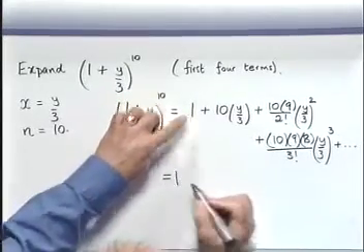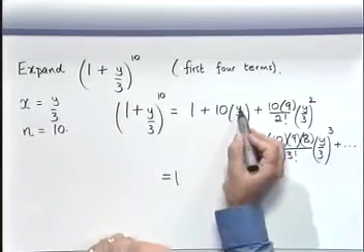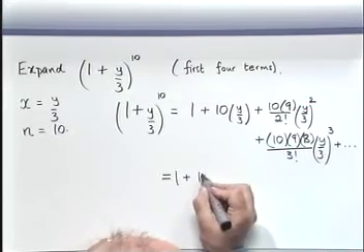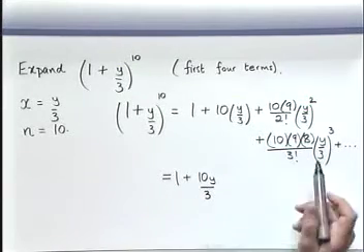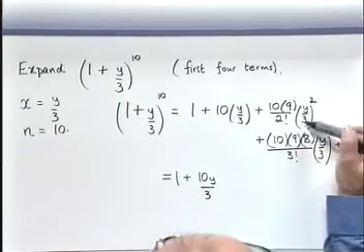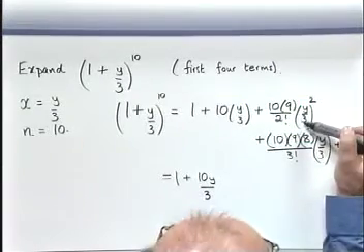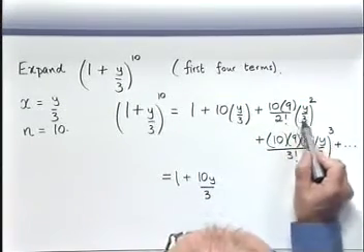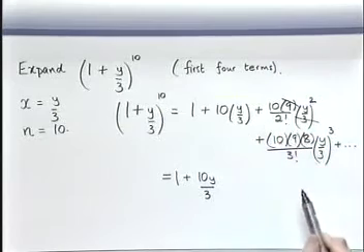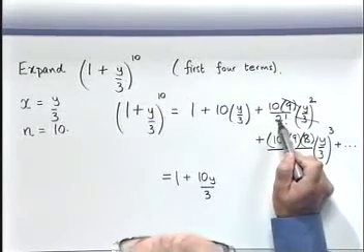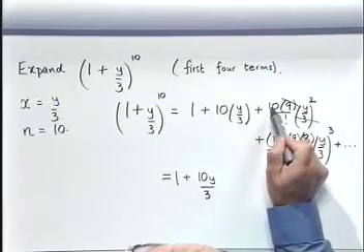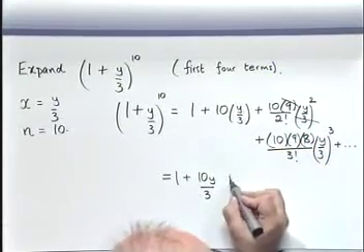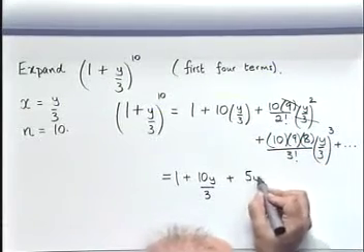There's 1. There'll be 10y over 3. What have we got in here? Well, there's a 3 squared at the bottom, which is 9, and there's a 9 at the top. So the 3 squared in here is going to cancel with the 9 there. 2 factorial is just 2, and 2 into 10 is 5. So we'll have 5y squared.